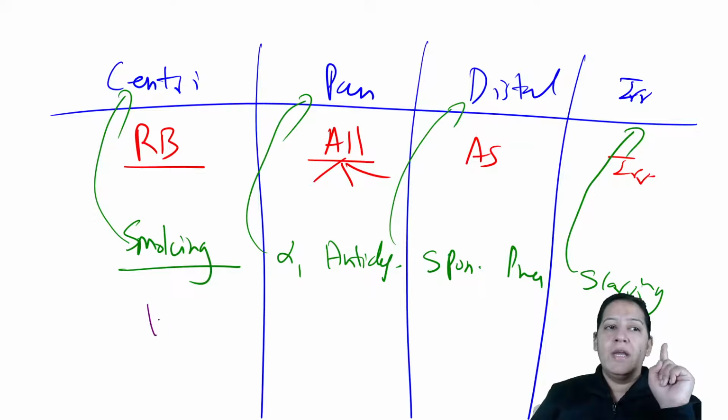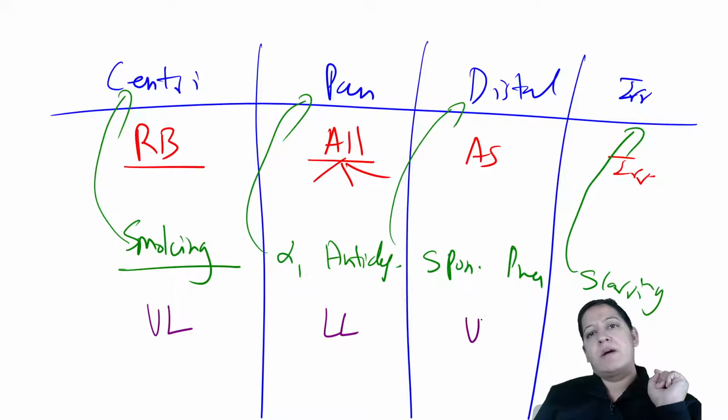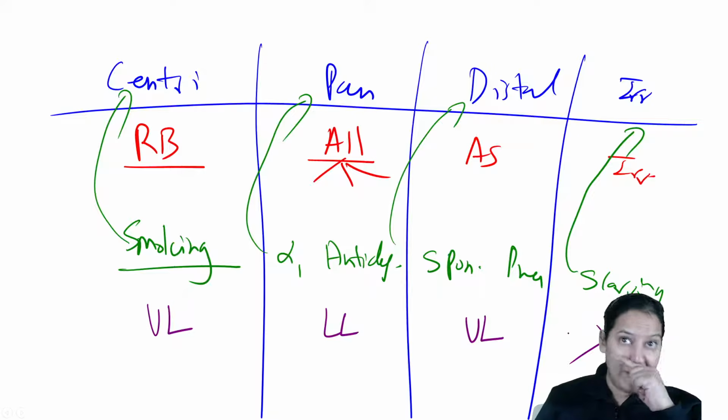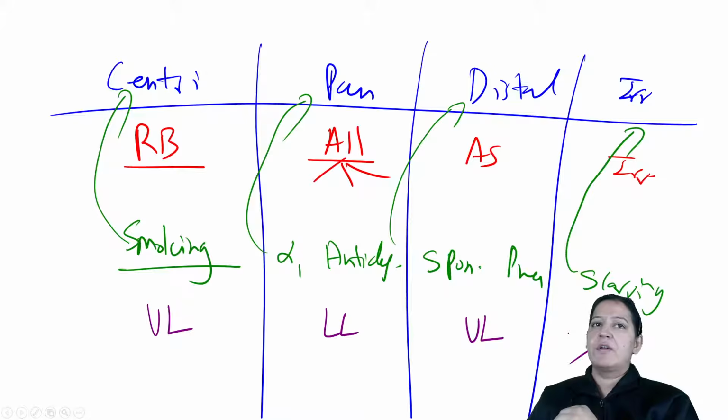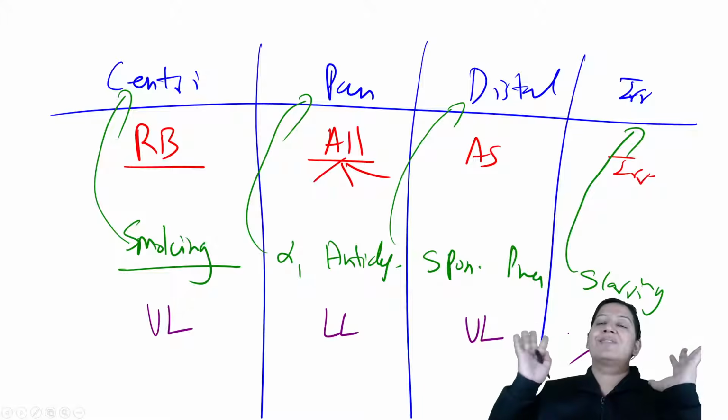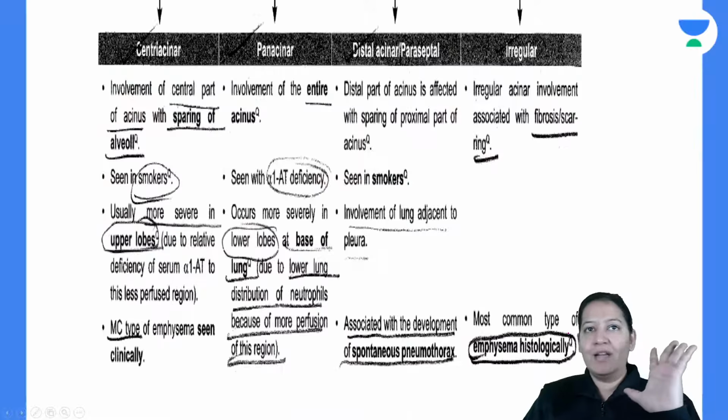You can't escape. It occurs in the upper lobe, it occurs in the lower lobe, it occurs in the upper lobe again. Irregular does not have any propensity for any lobe. So it can occur anywhere. Give me a thumbs up. So please learn this table. Many MCQs come from it, and learn the diagrams also.